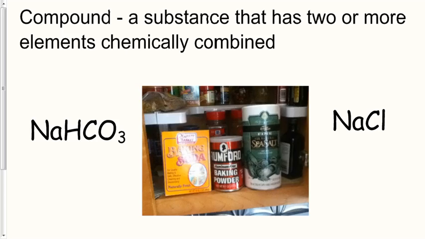Now, a compound is another type of matter, and this is when you've got two or more elements chemically combined. Two very common ones are sodium bicarbonate, baking soda, and salt, NaCl. The elements here are sodium, hydrogen, carbon, and oxygen. They're all bonded together to form one thing. They act as one unit. And sodium and chlorine come together to form salt. It's a very common compound you find right in your cupboards.